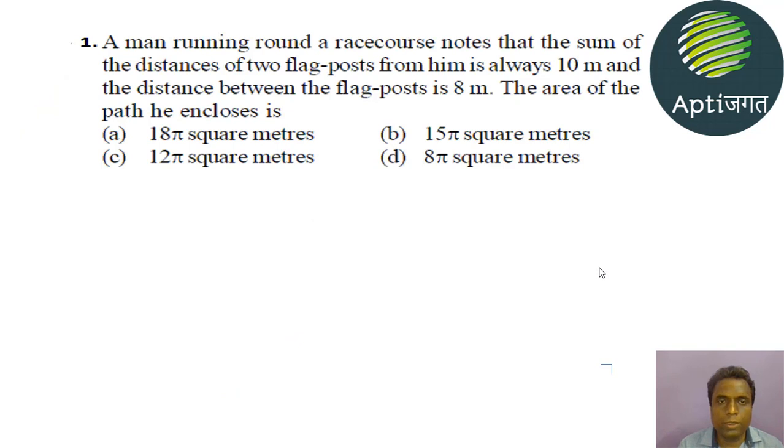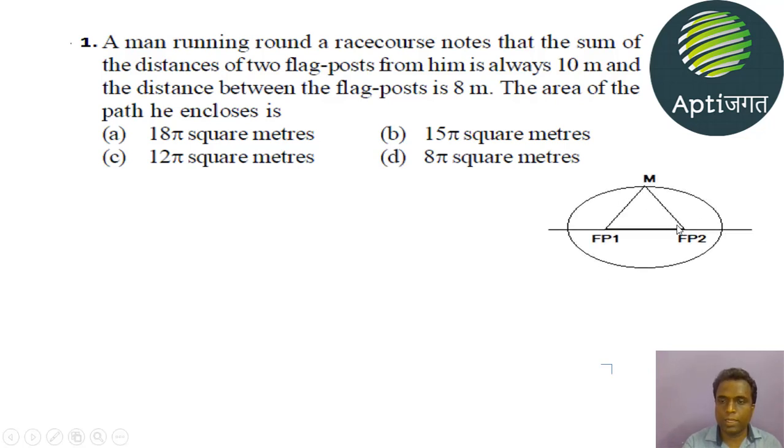The aptitude question says: a man running in a round race course notes that the sum of the distances of two flag posts from him is always 10 meter and the distance between the flag posts is 8 meter. The area of the path he encloses is what? This question is from the mensuration chapter. In this, we are given 3 points. The first point is the position of the man, and the other 2 points are the flag posts.